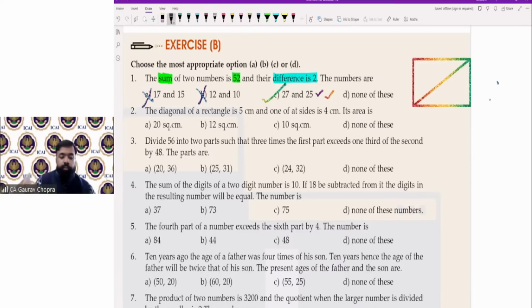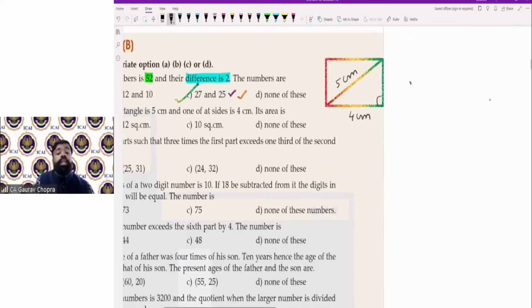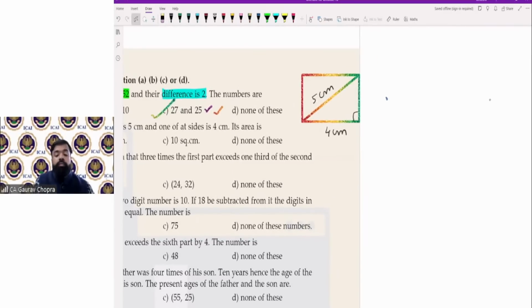Now some values are given. Diagonal is 5 centimeter and one of its side is 4 centimeter. Now can we find the other side also? Yes, we can find using Pythagoras theorem. You might have studied in class 8, 9, 10 Pythagoras theorem. It is hypotenuse square is equal to base square plus perpendicular square. So what is hypotenuse here? In the triangle ABC, hypotenuse is AC. The value of AC is 5.